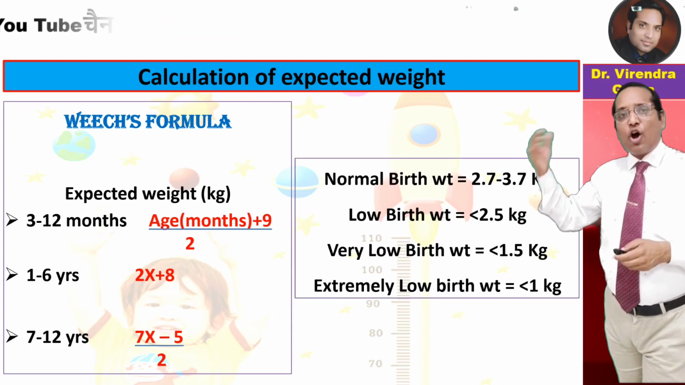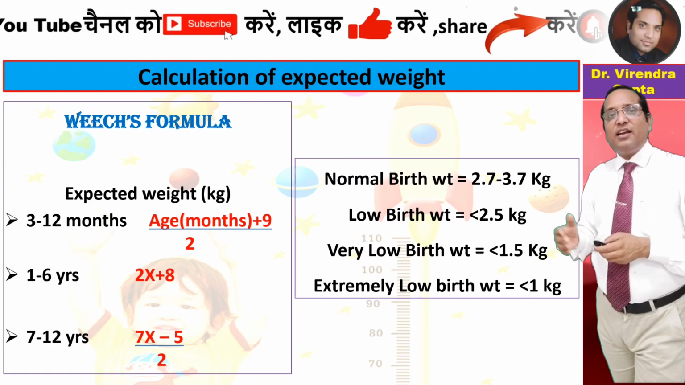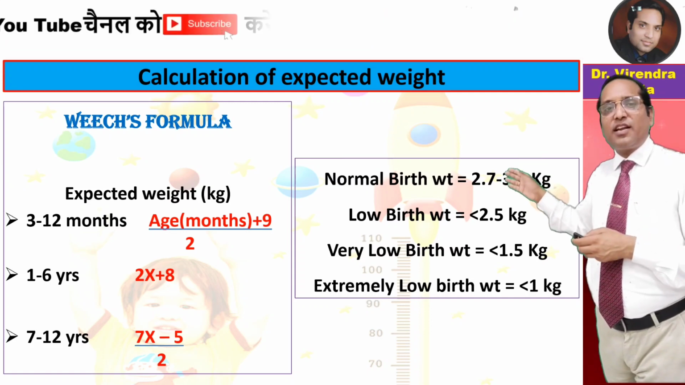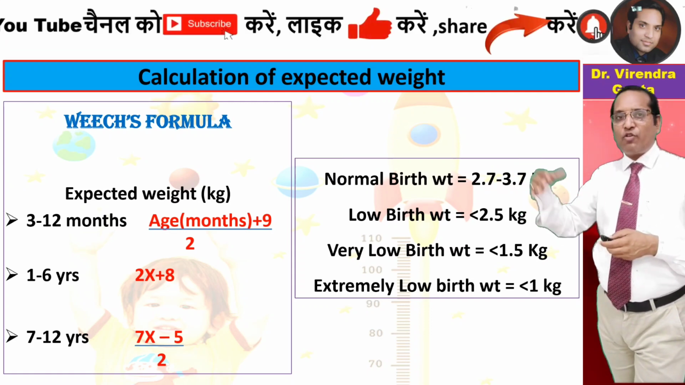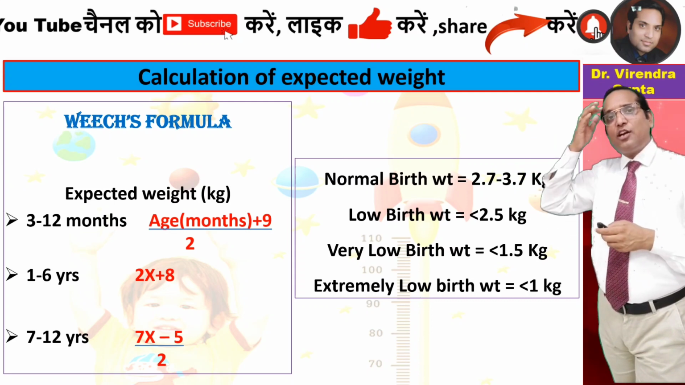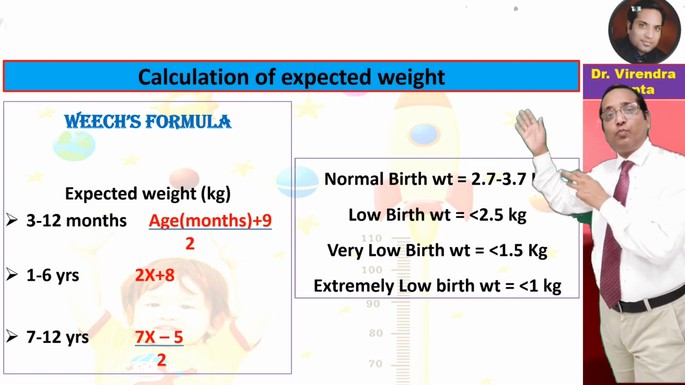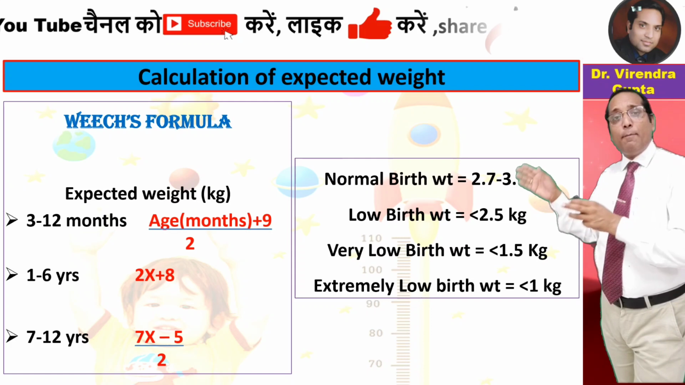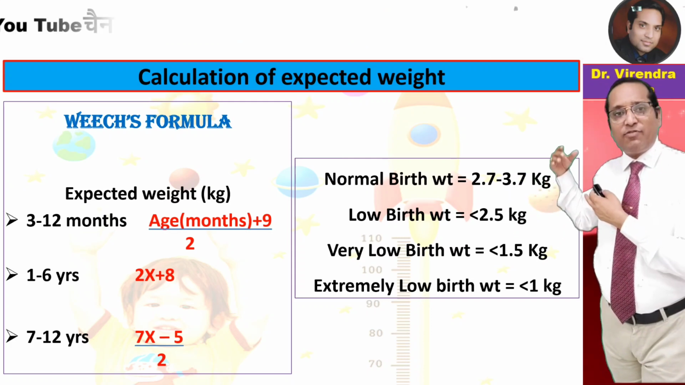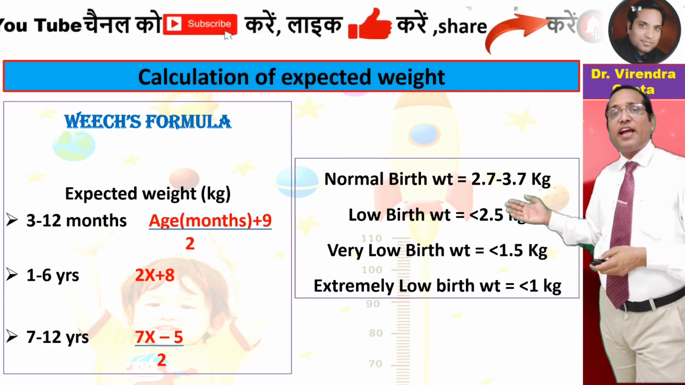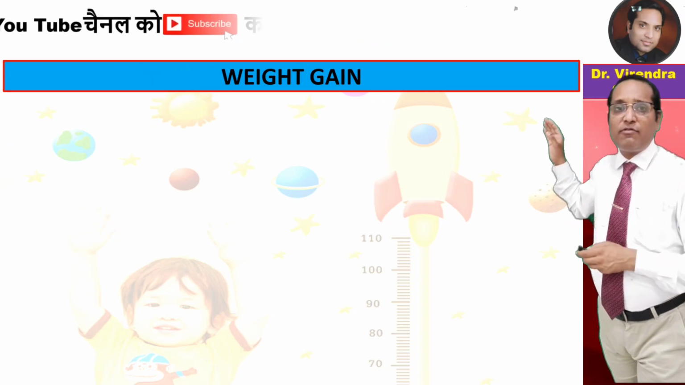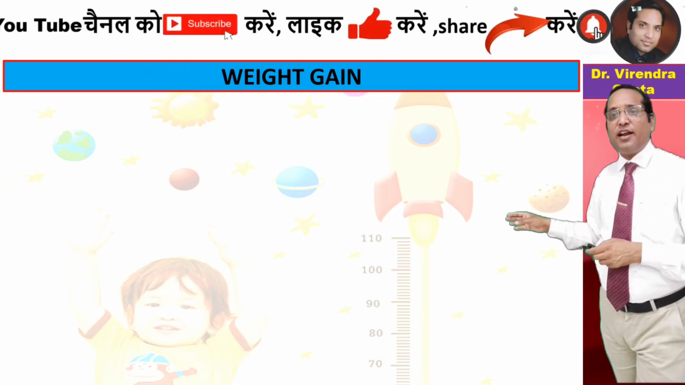And normally the birth weight of the child is 2.7 to 3.7 kg. Around 3 kg is normal for the Indian scenario, and less than 2.5 kg is called low birth weight, LBW. Very low birth weight is if the birth weight is less than 1.5 kg, or extremely low birth weight is less than 1.1 kg.